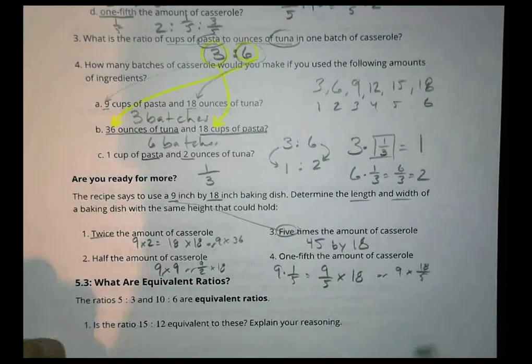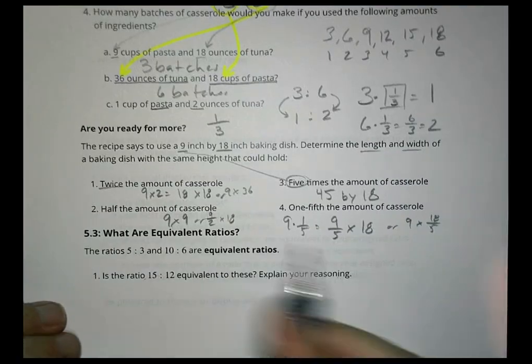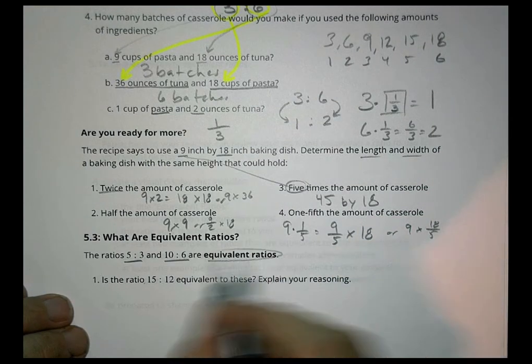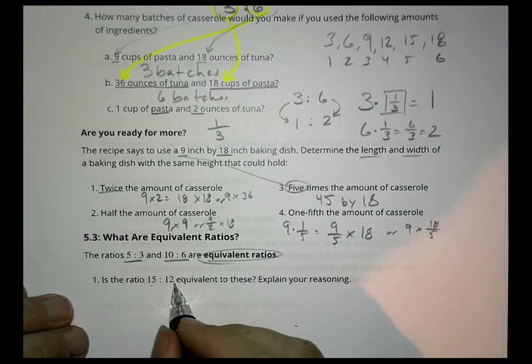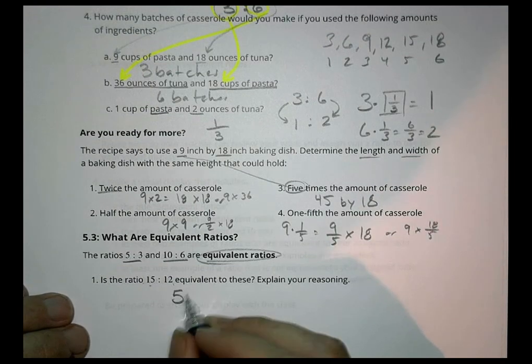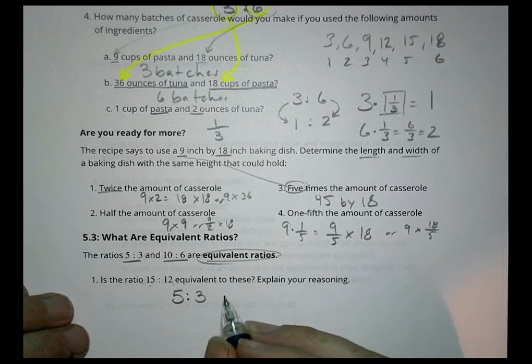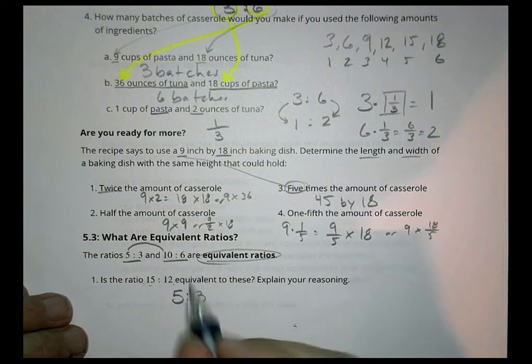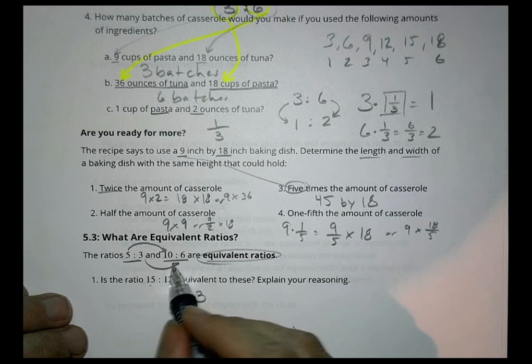Okay, and next one. The ratios 5 to 3, 10 to 6 are equivalent ratios. Is the ratio of 15 to 12 equivalent to them as well? Okay, let's take a look. Let's do the 5 to 3. Let's use that as our starting point. I want to use it as a starting point because I already know that 5 times 2 is 10 and 3 times 2 is 6.